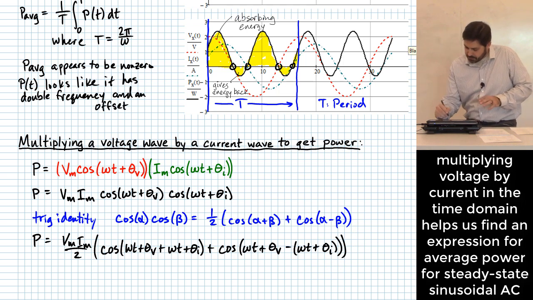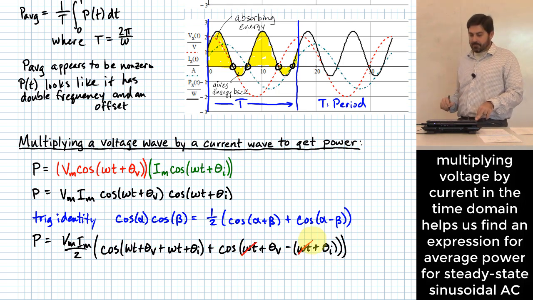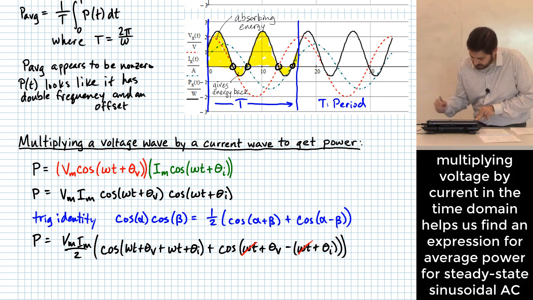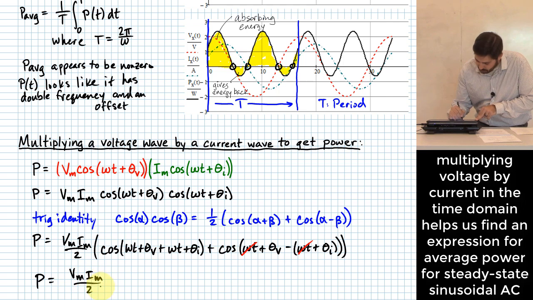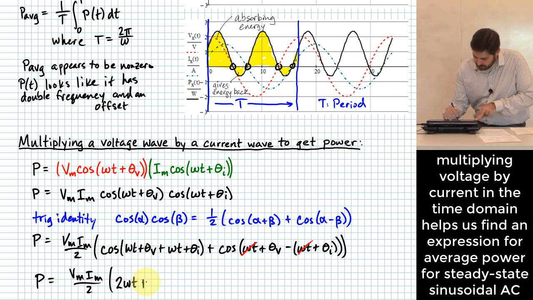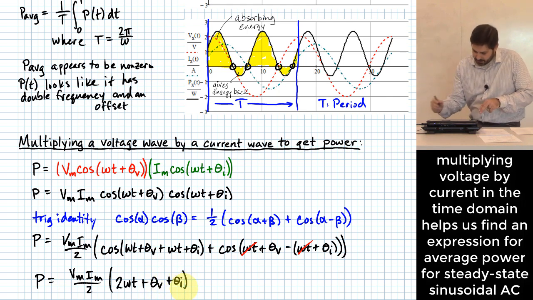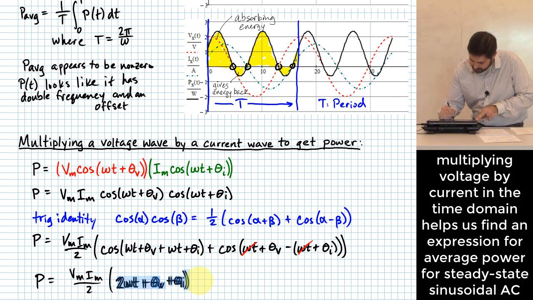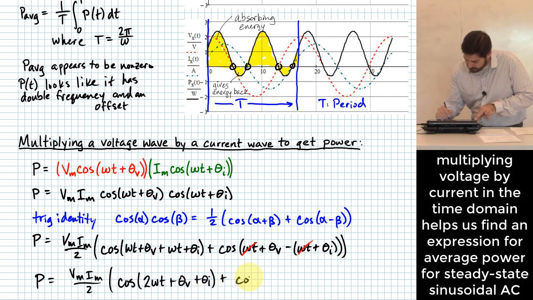What do you see happens with this omega t in my second cosine function? That subtracts out, right? And so I can rewrite this: P is going to be equal to Vm Im over 2. What happens with omega t in the first cosine? I can collect those together: cosine of 2 omega t plus theta v plus theta I, plus the cosine of simply theta v minus theta I.